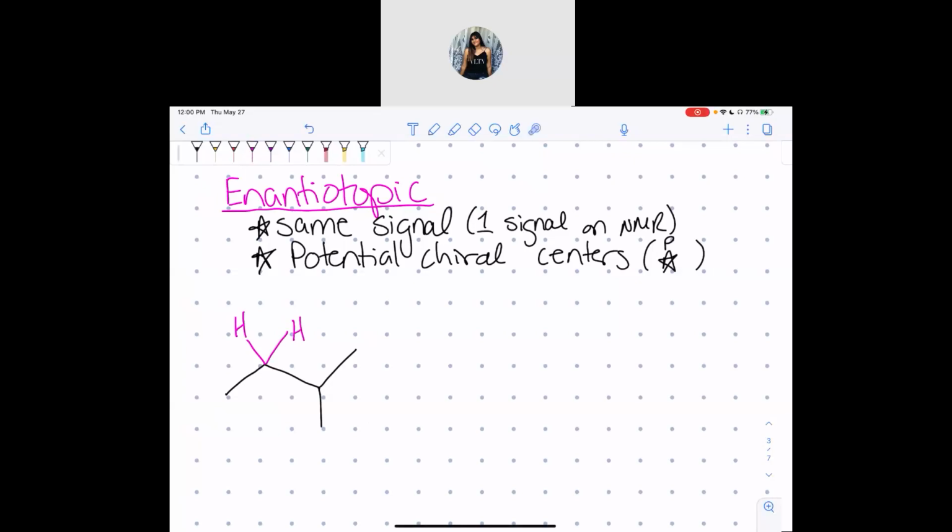The only carbon on this molecule that has two hydrogens was the one I drew here. So does this have two unique groups? Yes, indeed. So we can call this a potential chiral center. So why is this position not chiral? Because it has a hydrogen and then three other groups.